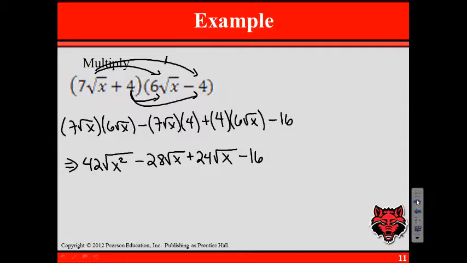Let's continue to simplify. Square root of x in the second and third term will not simplify, but the square root of x squared is just x. Anytime your index and your exponent match exactly, they undo one another. They cancel each other out. So we're left with 42x. We can combine the second and third term to make minus 4 square root of x. We're now minus 16. And we see we have no like terms left. We have an x, a square root of x, and a constant. So we are finished.